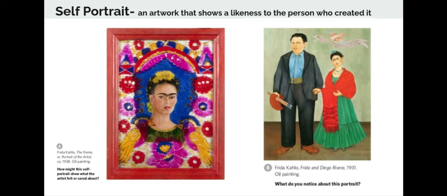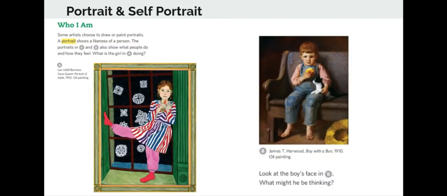The other picture, picture B, is Frida and Diego Rivera, her husband. This self-portrait shows her whole body. Remember, a self-portrait is a picture that an artist creates of themselves. Sometimes artists create self-portraits of themselves, or they create portraits of other people.